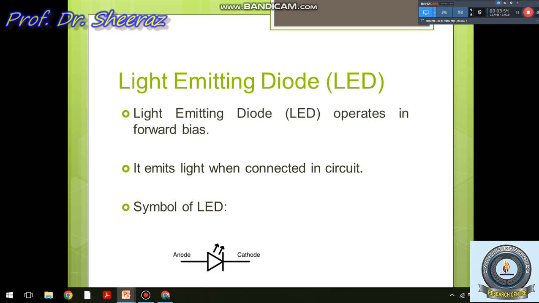Then we have another type of diode which is known as light emitting diodes. So LEDs or light emitting diodes operate in the forward bias direction. It emits light when connected in a circuit, and the following is the symbol for the LED. Now you can see there are two light arrows which are going out of the anode. They represent that it is a light emitting diode, that is, the light is going out of the diode. That is why the arrow direction is towards out. So this side is the anode as previously, this is the cathode side as previously.